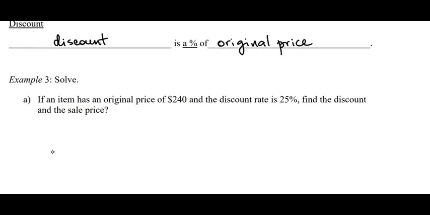If an item had an original price of 240 and the discount rate is 25%, find the discount and the sale price. So the trick here, like we all know, is that when we have a discount, the sale price is always lower than the original price. So here we'll have to do that extra step. Once we find the discount amount, we will take that from the original price to find the sale price. All right, so let's first find the discount amount.